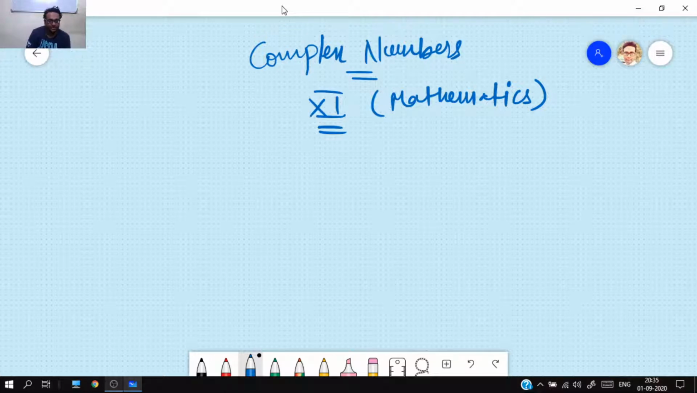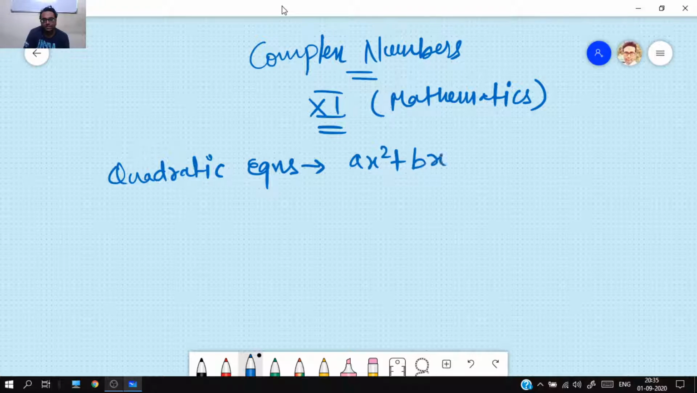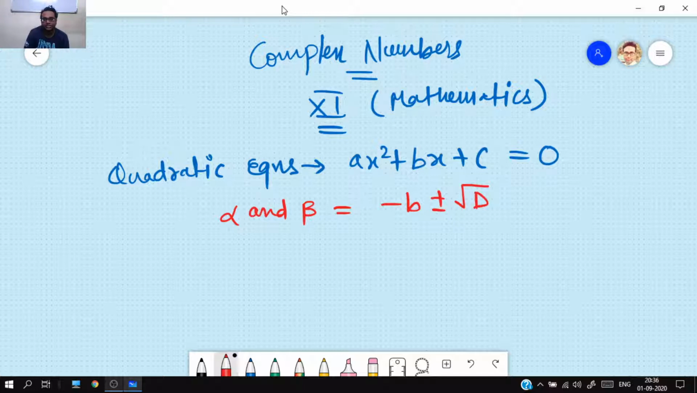In class 10th, we had studied quadratic equations, and the general equation for a quadratic equation is ax square plus bx plus c is equal to 0. From this equation, we get two roots called alpha and beta. And the formula for these two roots is minus b plus minus under root D divided by 2a.